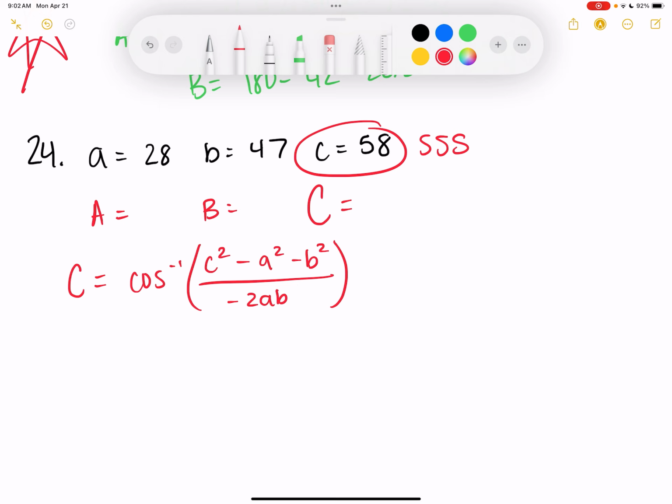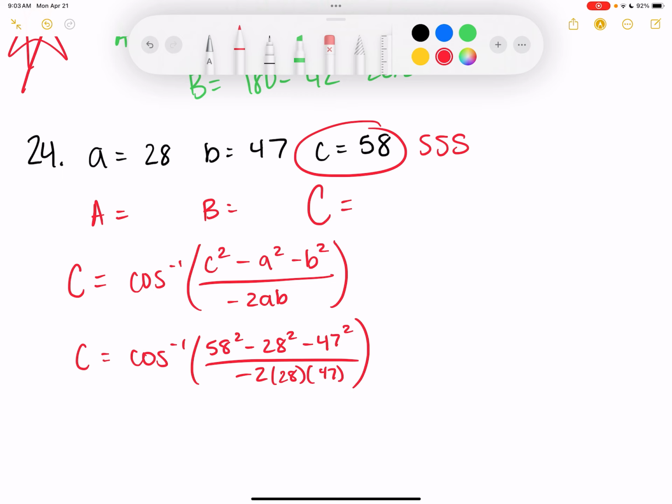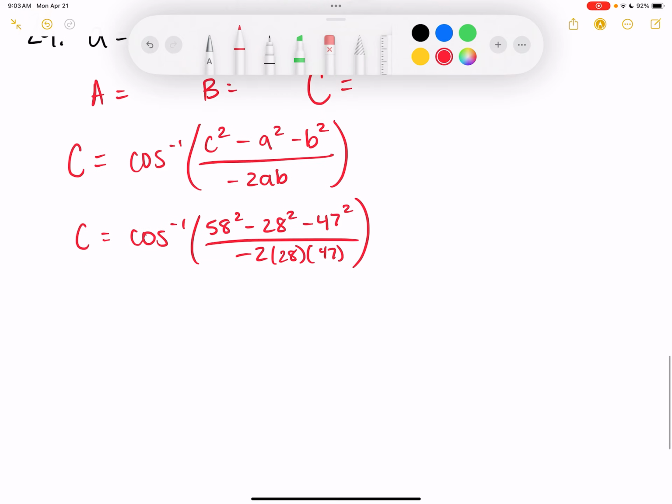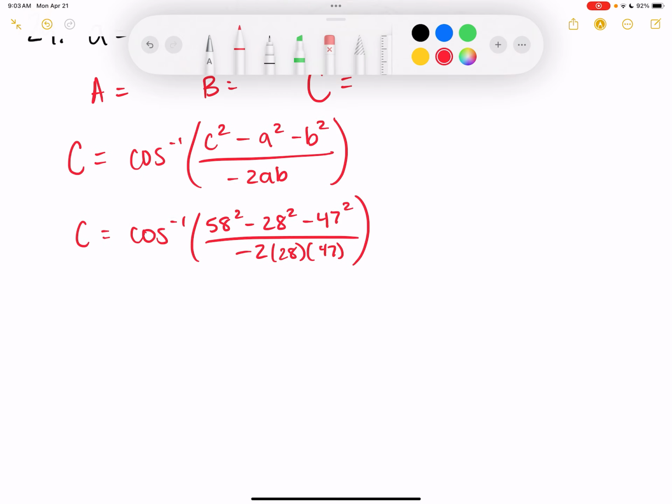So then I'm going to go through and plug everything in. So I've got the inverse cosine of 58 squared minus 28 squared minus 47 squared over negative 2 times 28 times 47. So again, typing this in, I want to be really careful.